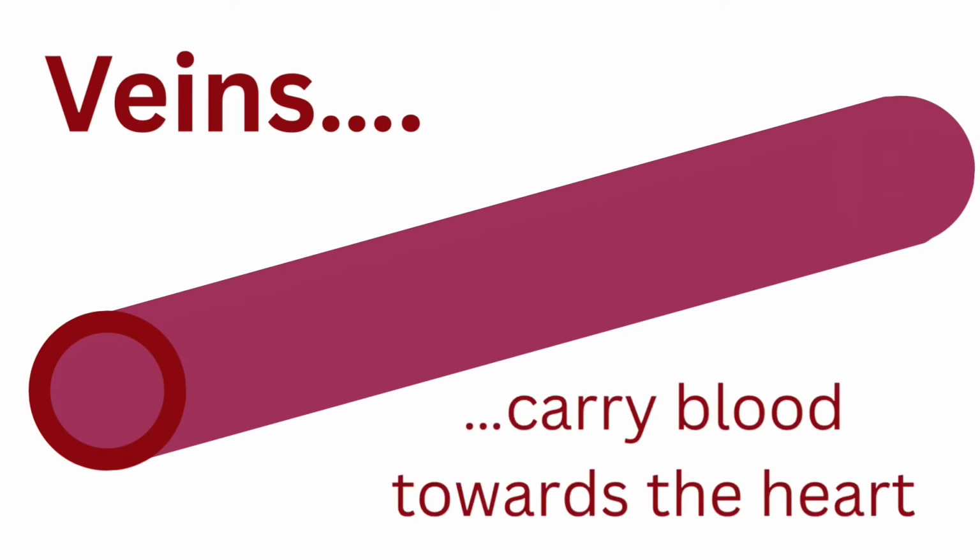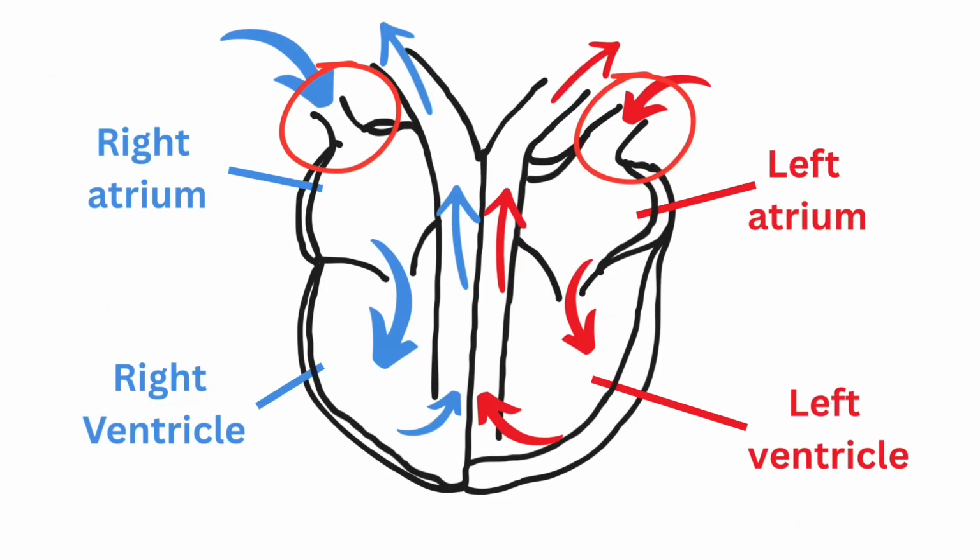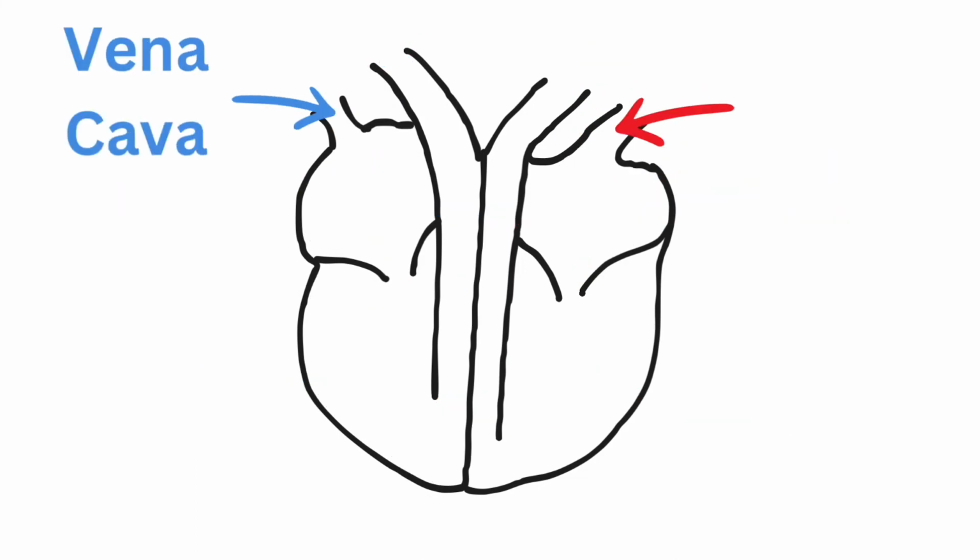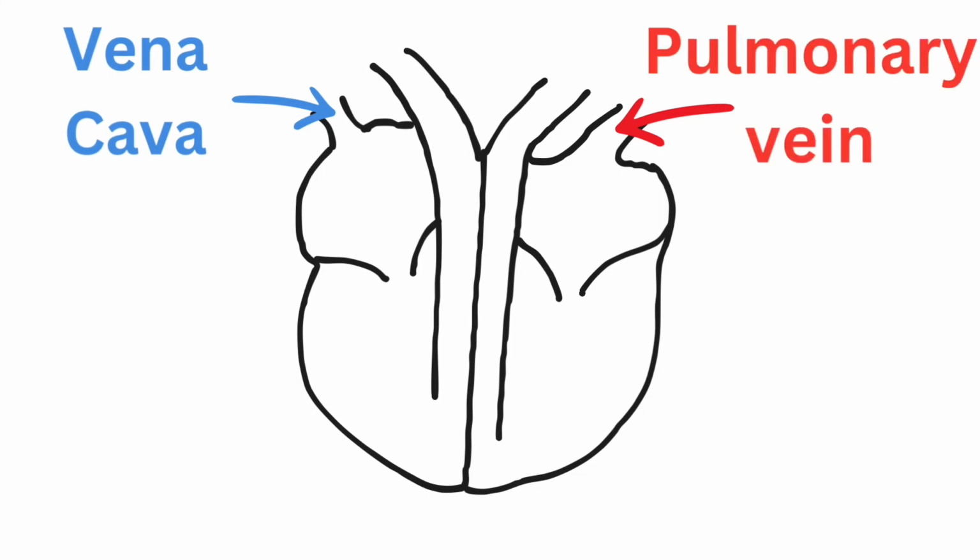This blood is at lower pressure, so the veins have thinner walls than arteries. There are 2 veins on our diagram of the heart. The vein that brings deoxygenated blood back from the body is called the vena cava. The vein that brings oxygenated blood back to the heart from the lungs is called the pulmonary vein. Remember, the word pulmonary relates to lungs.